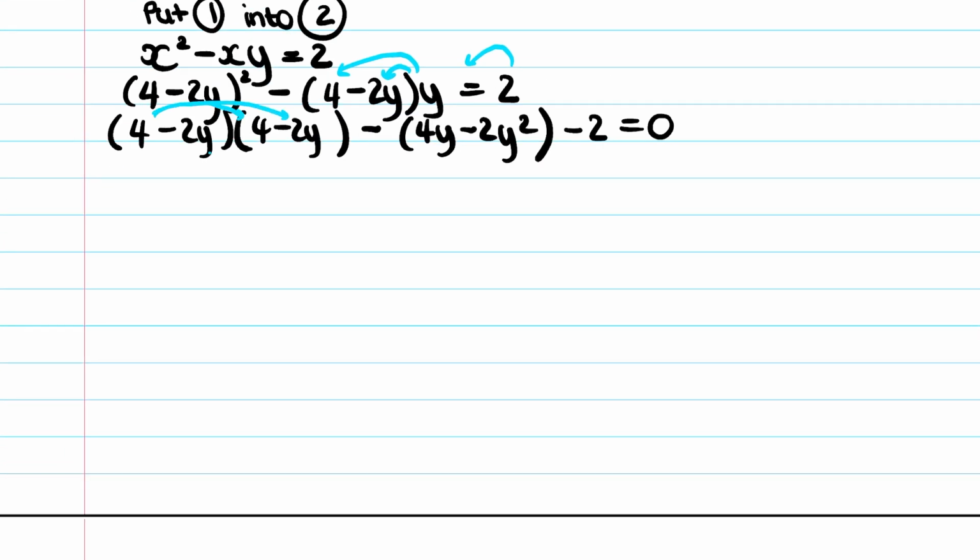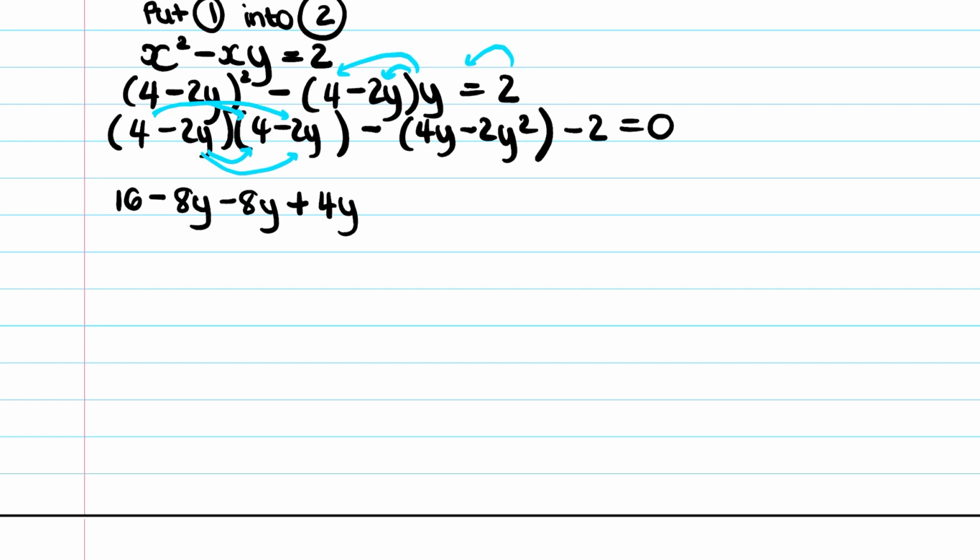Nice. Now we can do FOIL with our brackets over here. 4 times 4 is going to give me 16. 4 times negative 2y is going to give me negative 8y. Negative 2y times 4 is going to give me negative 8y.